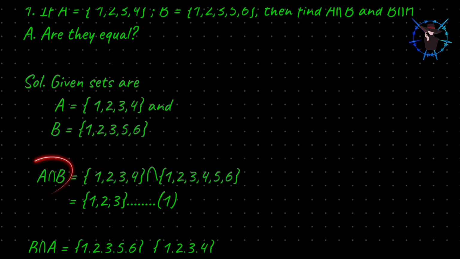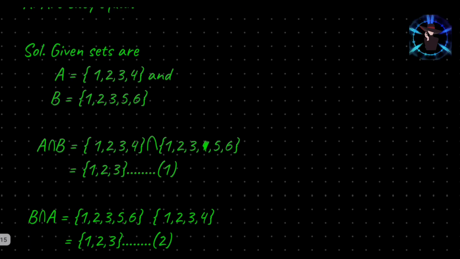Now we are going to take A intersection B. So what's A? 1, 2, 3, 4, intersection, 1, 2, 3, 5, 6. There is no 4 here, it's a typo mistake, let's erase this. So what's the common? 1 here, 1 here, we got 1. 2 here, 2 here, we got 2. 3 here, 3 here, we got 3. It's not in the question, so let's just skip it.